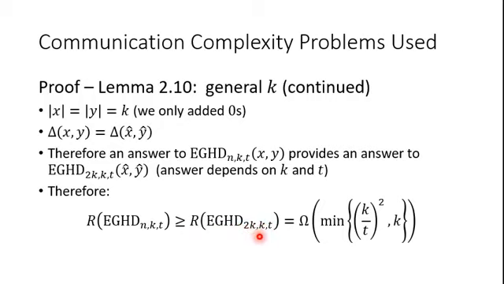Notice, of course, that this means that we're in the case of k being equal to n divided by 2. N here is 2k. So this we saw earlier, and this is omega of the minimum between k divided by t squared and k, as I explained before, depending on whether t is omega of square root of k in this case.